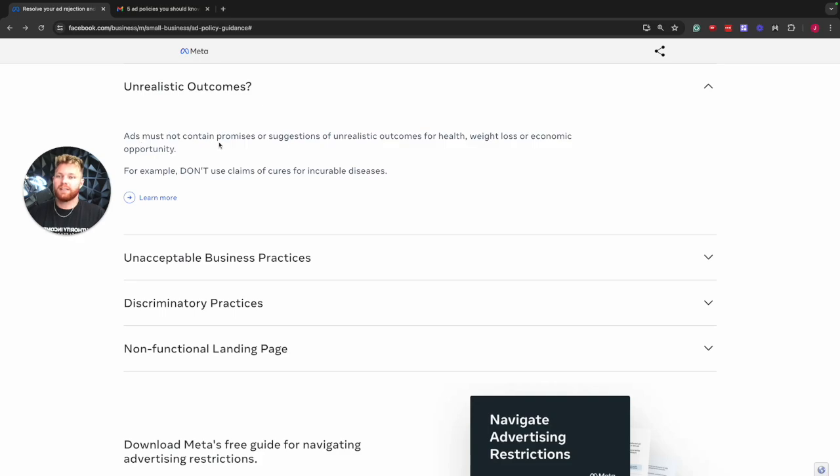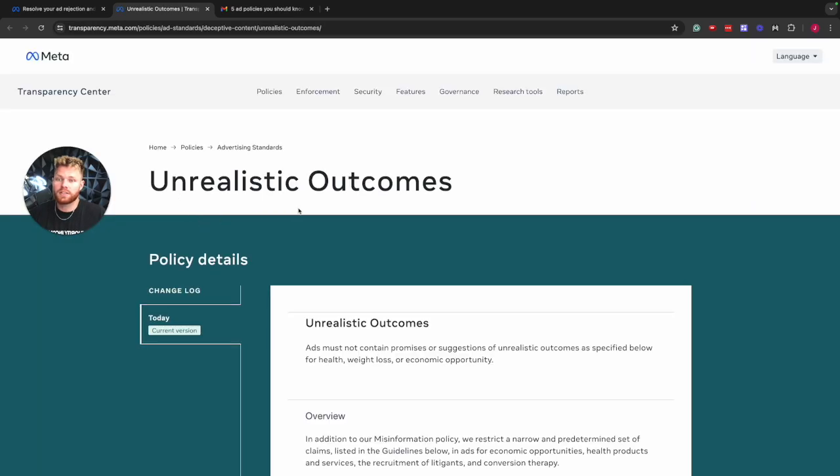Ads must not contain promises or suggestions of unrealistic outcomes for health, weight loss, or economic opportunity. For example, do not use claims of cures for incurable diseases, as well as basically saying, hey, I can make you rich overnight. That's another thing that gets flagged with this quite a bit.